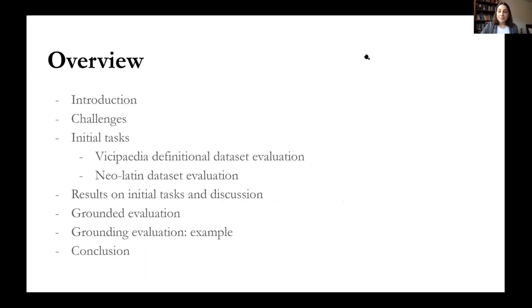Specifically, we will first briefly introduce the details of the study case we used in our paper. Then we will mention the challenges of constructing distributional semantic models for our Neo-Latin test case. After this, we will give an overview of two initial tasks to test distributional semantic models and discuss the results. Then based on this, we will motivate the need for grounded evaluation and give an example of how to build a grounded evaluation data set, or a ground truth.